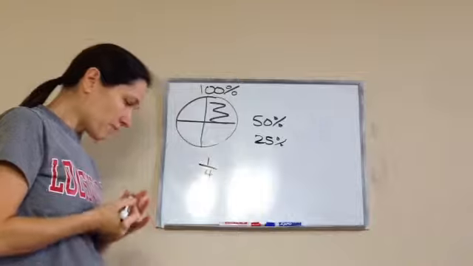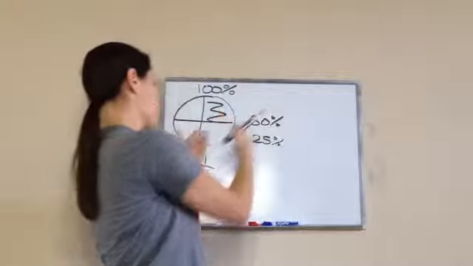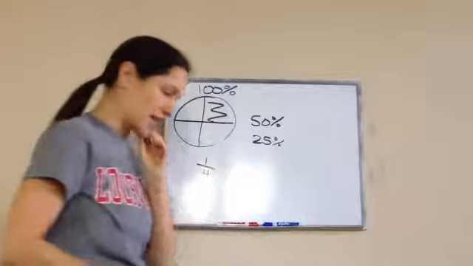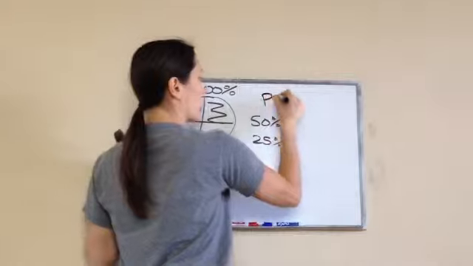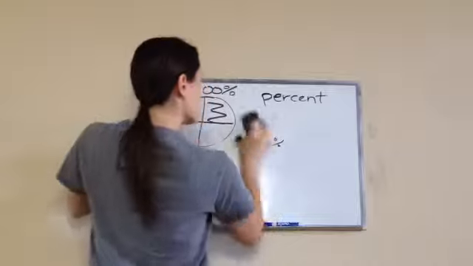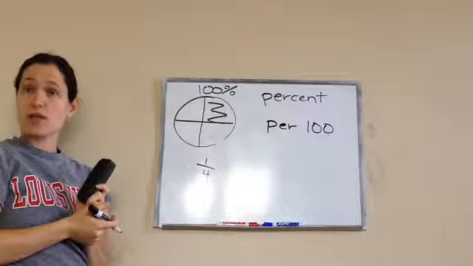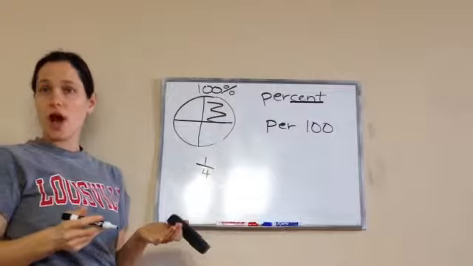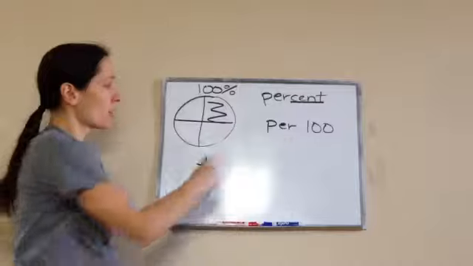But we're going to be learning how to take it and change it from a percent to a fraction or a fraction to a percent. That's what you're going to be learning today. So the first thing I want you to understand is when you hear the word percent, it means per 100. A way I can remember that is a cent. How many cents are in a dollar? 100 pennies, right? So percent means per 100.